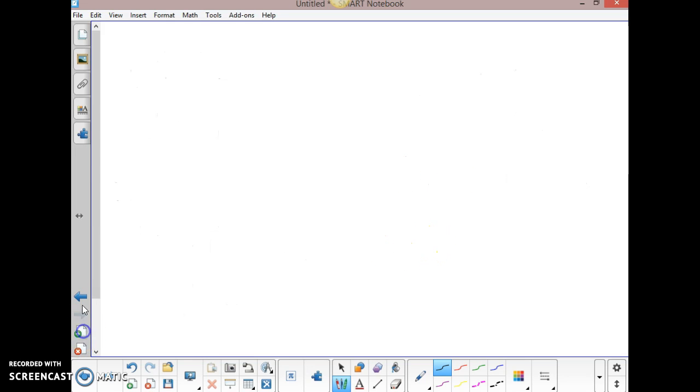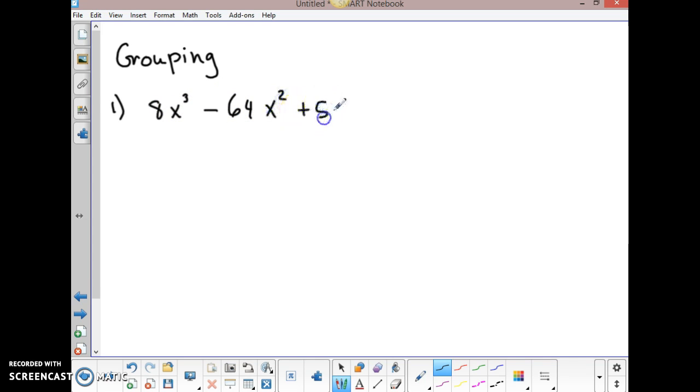Okay? Now moving to the third technique, which we said is grouping. And grouping usually works when we have 4 terms. So let's take an example. 8x cubed minus 64x squared plus 5x minus 40. Notice here that we have 4 terms. This is my first term, 8x cubed. 64x squared is my second. 5x is my third. And 40 is my fourth term.